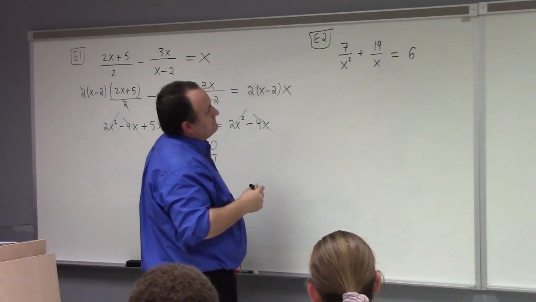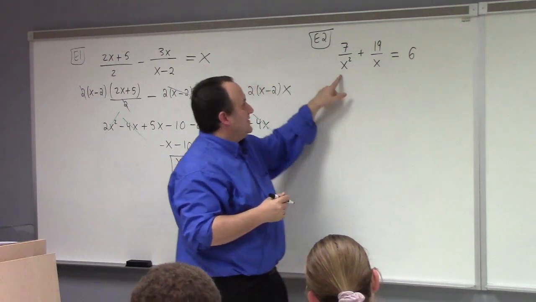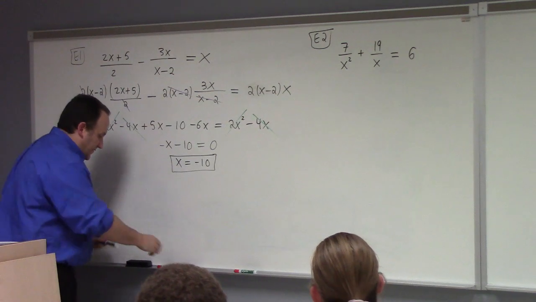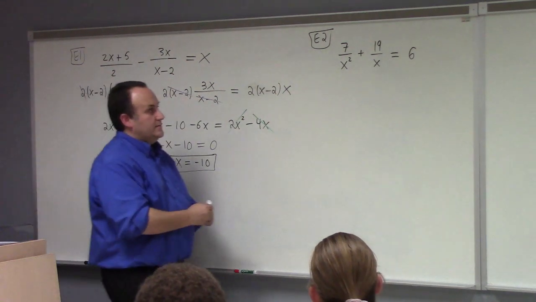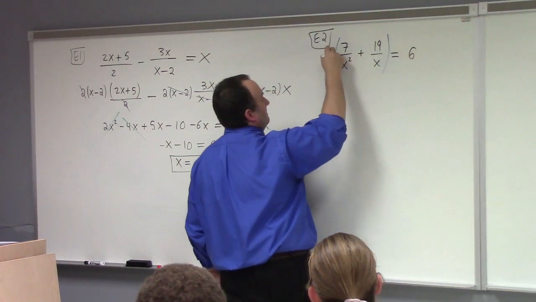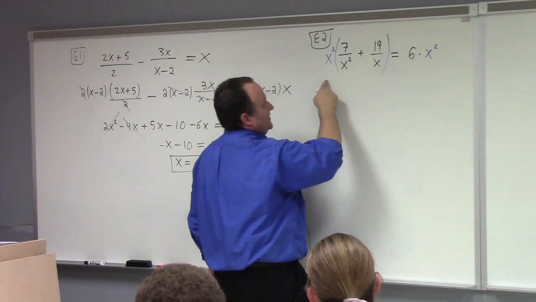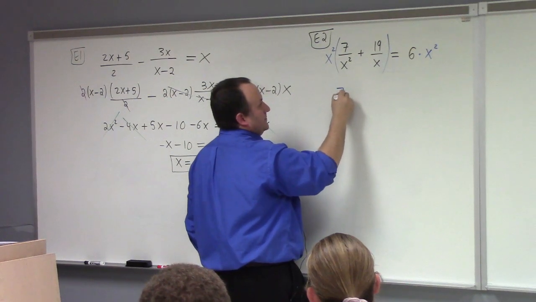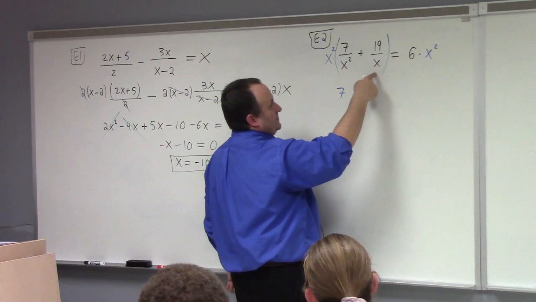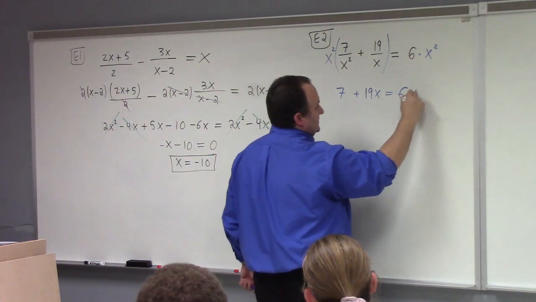Then you have x squared. Well, yeah, if I multiply this equation by x, it fixes the 19, but I still got a 7 over x then, right? So what we should do is multiply the whole equation by x squared, right? So what's that give me? That gives me 7. And then x squared over x is what? X. So 19 plus 19x equals 6x squared.